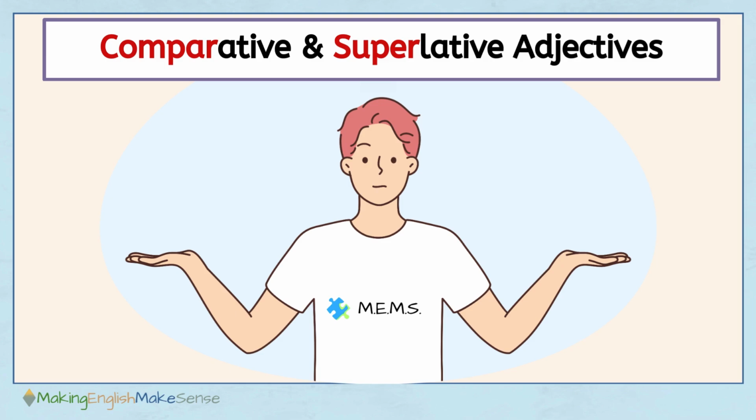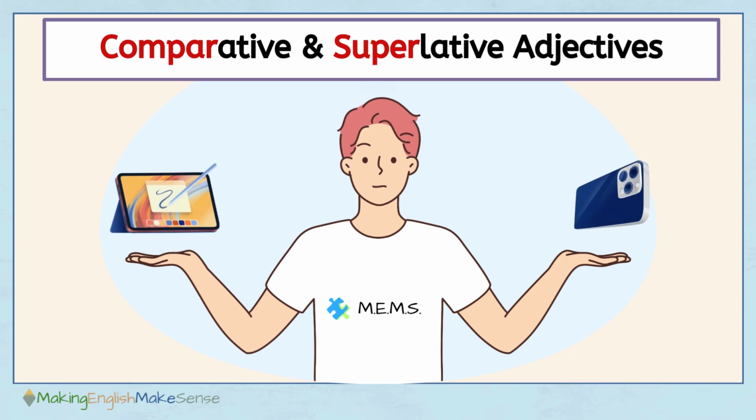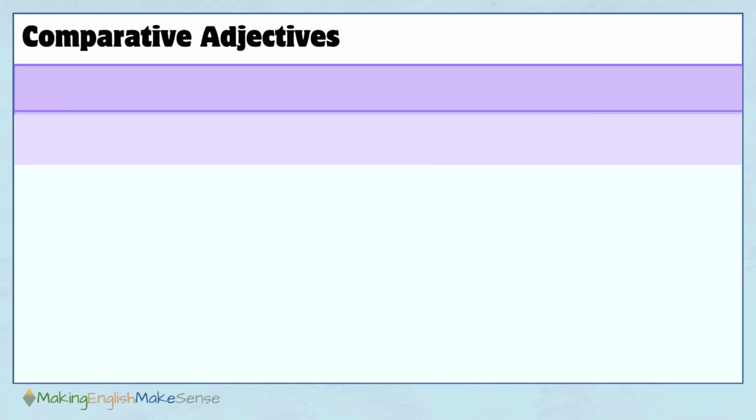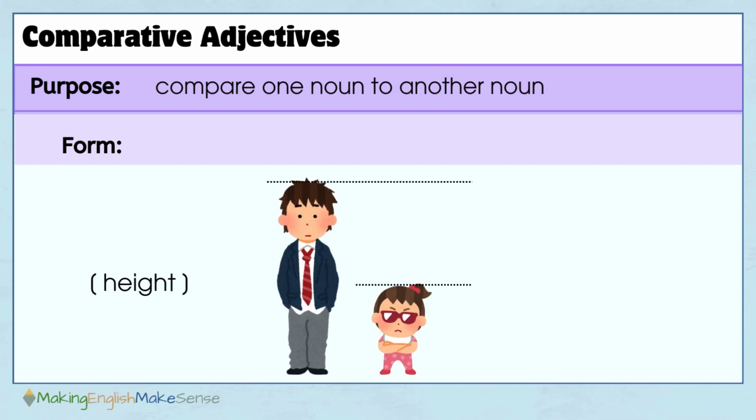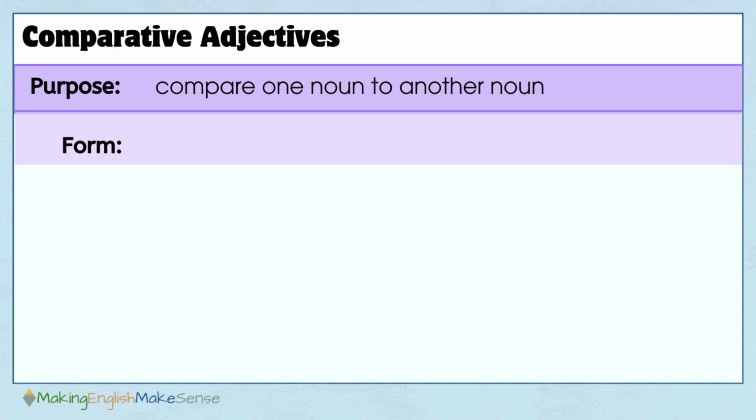In today's lesson, we'll learn how to compare people, places, or things in English using two special types of adjectives: comparative adjectives and superlative adjectives. But let's start with comparative adjectives. A comparative adjective helps us compare one noun to another noun. We form comparative adjectives in two different ways.